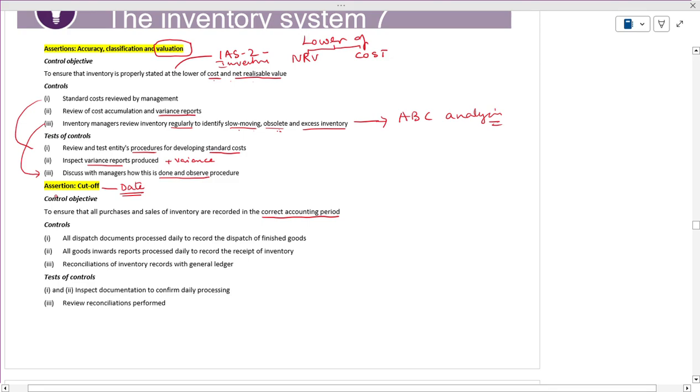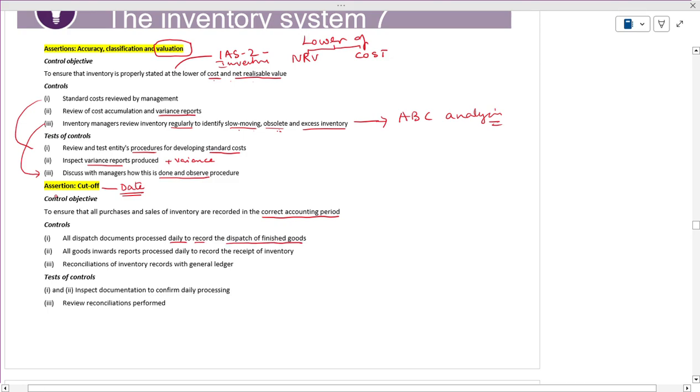Now you should get command over the subject. The next time you are having the cutoff, you should know what cutoff is. Valuation, you should know. Rights and obligations, you should know. Yes, rights and obligations is ownership. Like that, you should have a good understanding about the assertions.